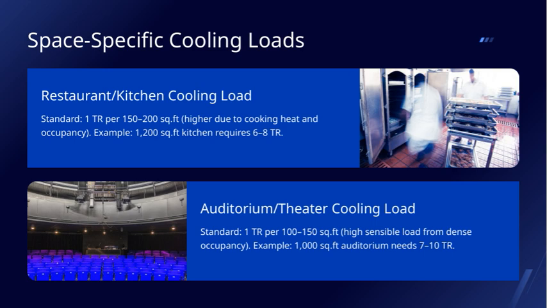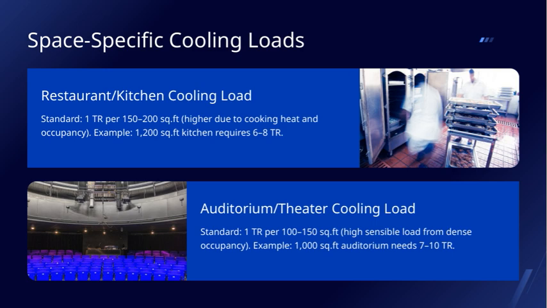to keep it comfortable. Moving on to auditoriums or theaters, the standard is slightly different, about 1 TR per 150 to 200 square feet. The reason for this higher ratio is because these spaces often include cooking or heating equipment, and they tend to have even denser occupancy at times, which adds to the cooling load. Take a 1,200 square foot kitchen, for instance. It would require roughly 6 to 8 TR to ensure proper cooling.